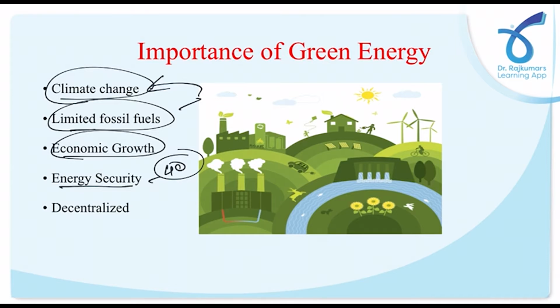Also, there is a need for decentralization of electricity production. Green energy, that is solar energy or wind energy, can be produced in a localized form. For example, a few patches in India don't have conventional grid electricity, where we can use solar panels or wind energy to produce the energy at the same place to provide electricity to that particular region. So these are the importance or significance of green energy.